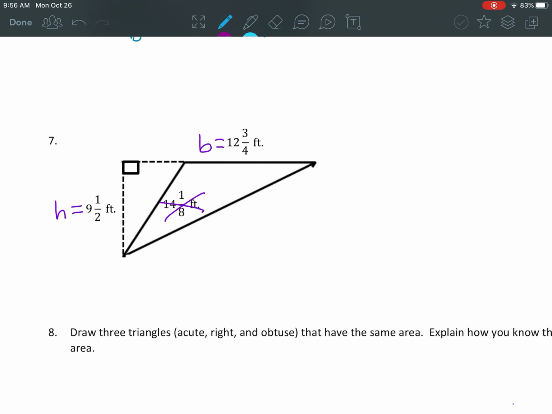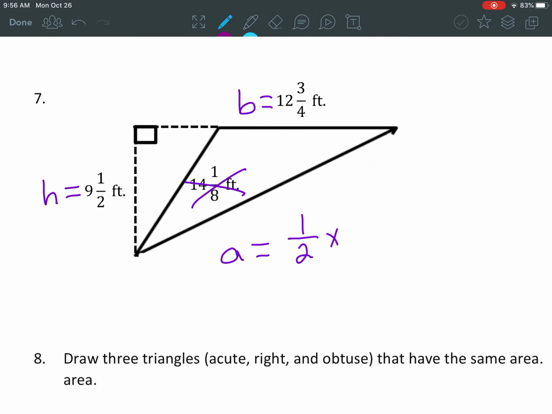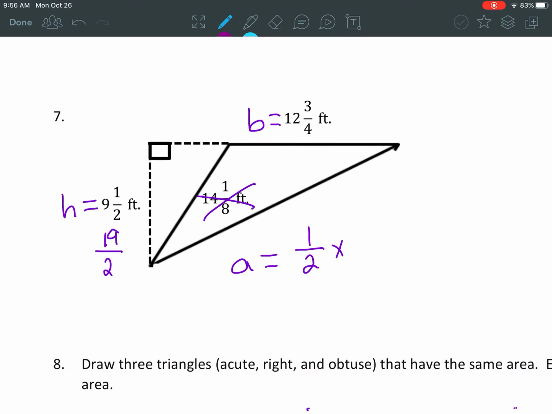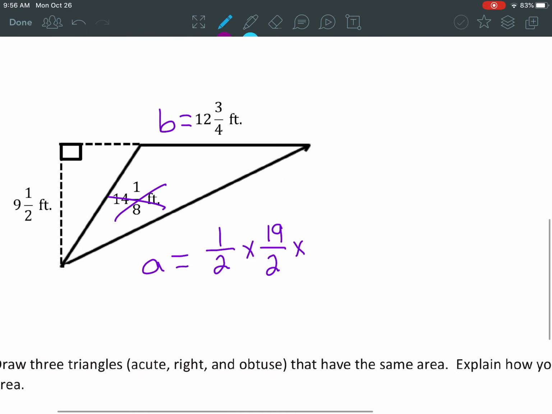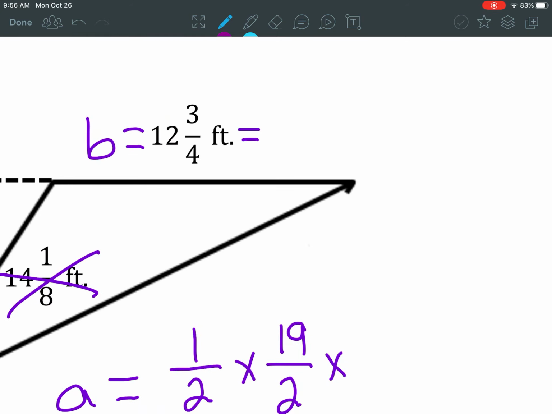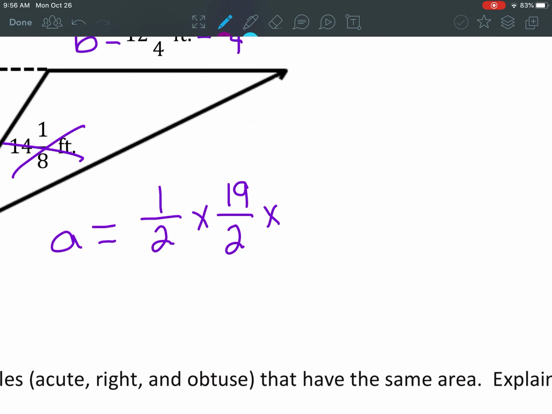I'm going to write it right here. Our area is 1/2 times, let's turn 9 1/2 into an improper fraction. So I do 2 times 9 is 18. 18 plus 1 is 19 halves. So 19 halves times, for this one, we do 4 times 12 is 48, plus 3 is 51. So we have 51/4.